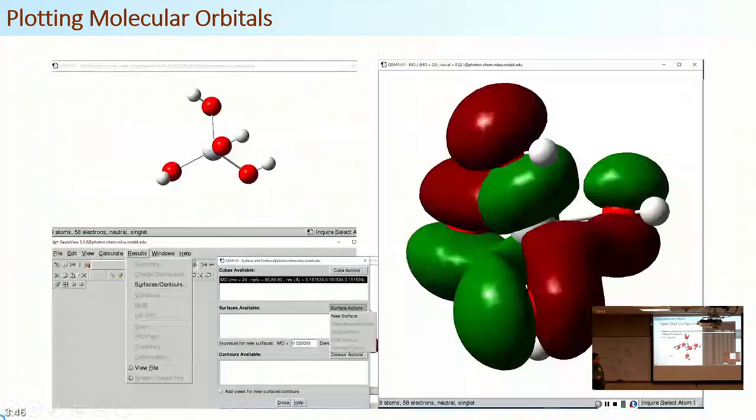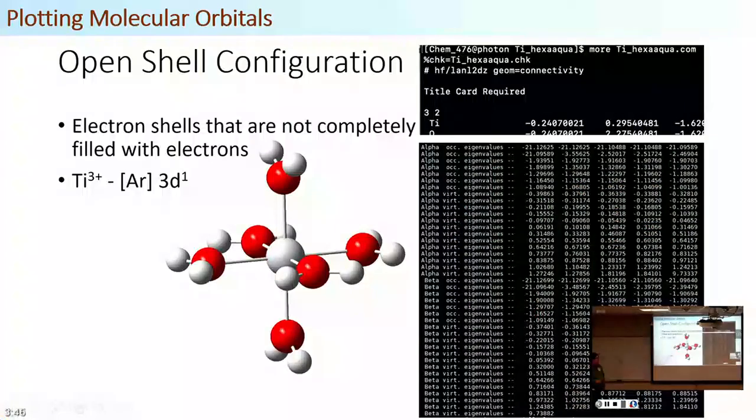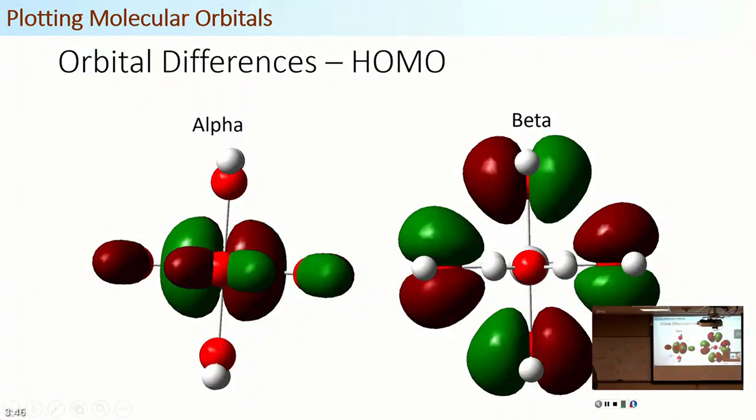So then just like we did here, we make cubegen, except here we would use AMO and BMO to find it. And then when we actually plot them, they will have differences. So these are oriented in the same frame of reference. And you have your alpha molecular orbital and your beta molecular orbital. So the same number of orbitals. So in this case, the beta was orbital 34, the alpha was orbital 35.